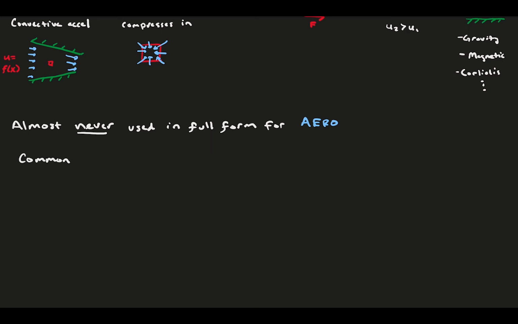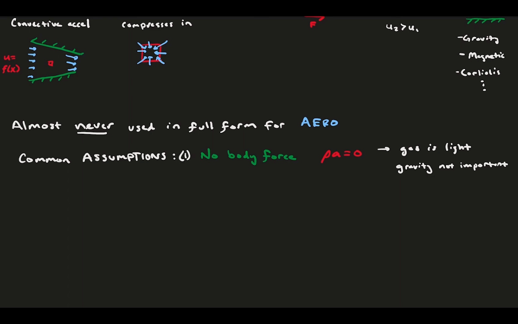So, let's make the three most common assumptions. First, we assume no body forces so that all the terms with A go to zero. This is because gas is light, and generally speaking, gravity acting on the air does not make that big of a difference.